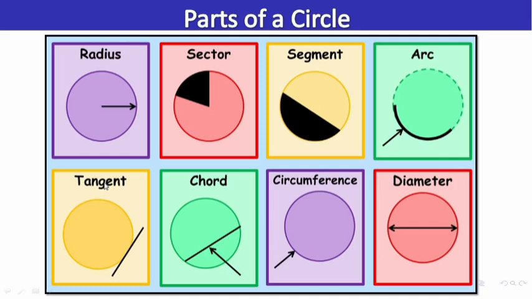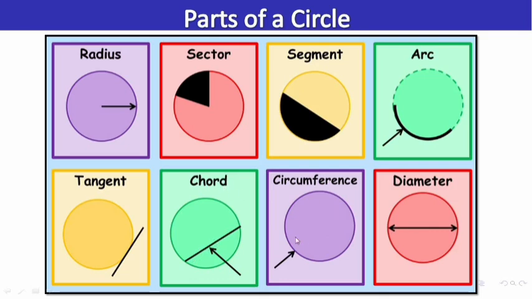Next is tangent. Any line which just touches the circle at a point is known as a tangent. Next is chord, very important for all of you. You need to understand this. A chord is a straight line which joins two points on the circle without passing through the center. If it passes through the center, then it will be known as a diameter. Other than through the center, any line like this is known as a chord.